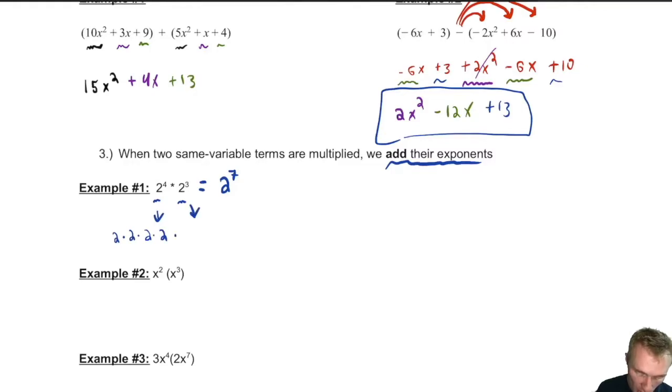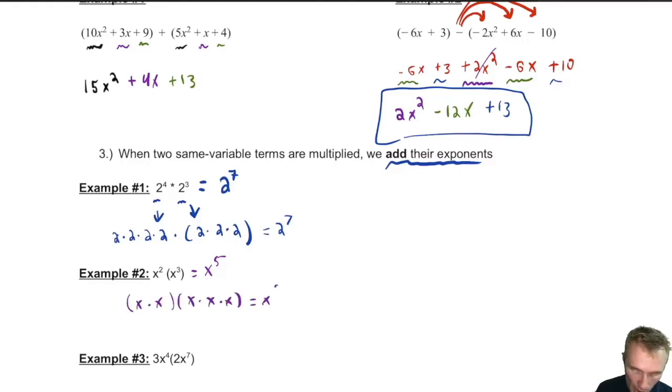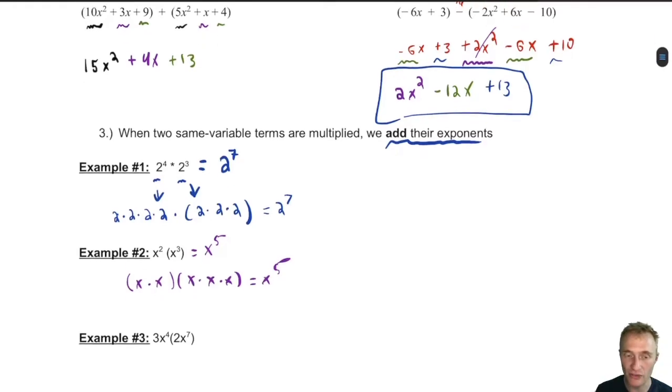and we are multiplying that by 3 more 2's from 2 to the third. If you count all those 2's, 1, 2, 3, 4, 5, 6, 7, we have 7 of them. So the same idea applies for variables. X squared times x to the third is x to the fifth. We would have x times x, that's your x squared, times x times x times x, that's your x to the third. All together, they make x to the fifth.